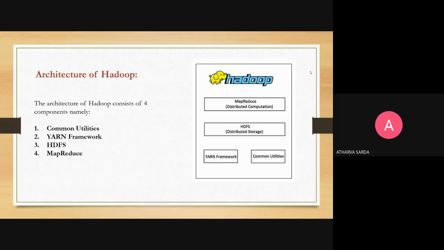Now let's look at the architecture of Hadoop. This image shows the basic architecture of Hadoop. It contains four modules, namely common utilities, YARN framework, HDFS, and MapReduce. Let's look at them one by one and get the concept clear.